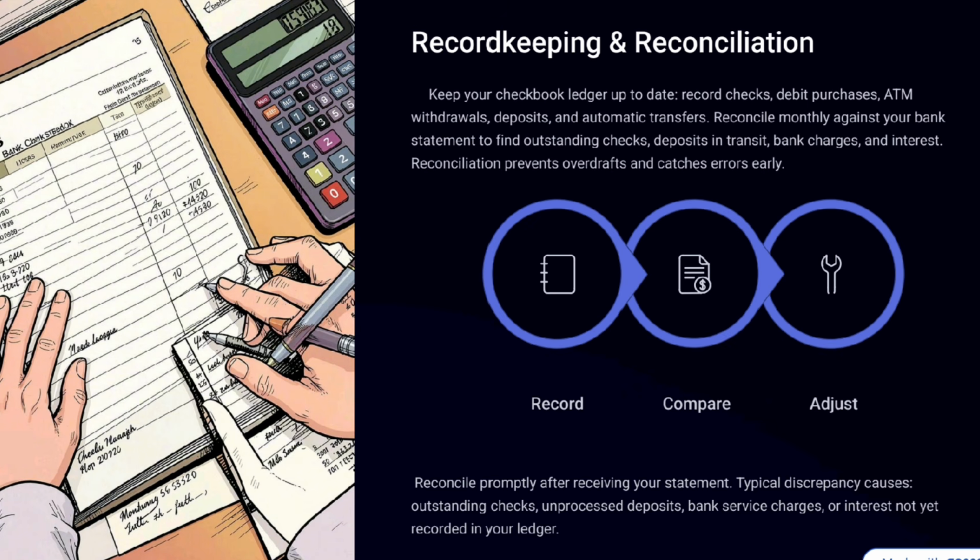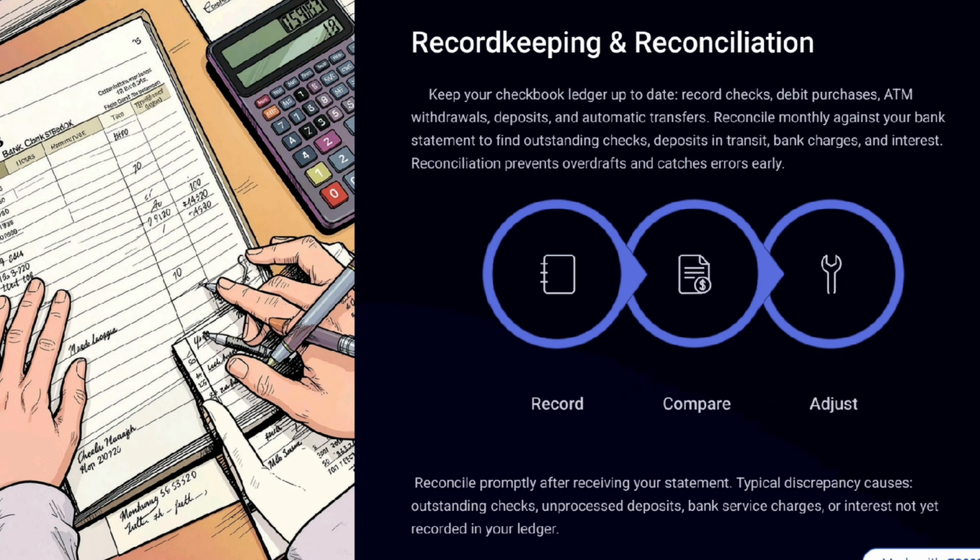So next, the third one is adjust. Reconcile promptly after receiving your statement. Typical discrepancy causes are outstanding checks, unprocessed deposits, bank service charges, or interest not yet recorded in your ledger. So after identifying discrepancies, adjust your personal ledger to reflect valid bank transactions. You may have missed service charges or interest. If you spot errors made by the bank or unauthorized fraudulent charges, report them to your bank immediately.